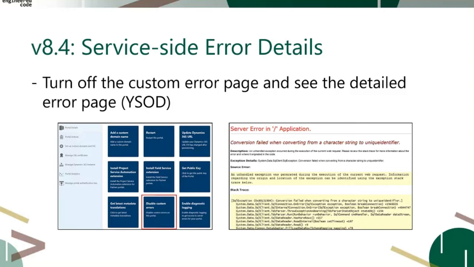So for developers working on implementations, this is a fantastic new feature that they've given us. And the great news is that it's super easy to turn on. If you go into your portal admin center, you'll go to the screen that has all those blue buttons that I've shown there. You can see there's just a button that says disable custom errors. You hit that button, and then going forward, if your portal encounters a server-side error, it will show you the yellow screen of death as opposed to that generic error page.